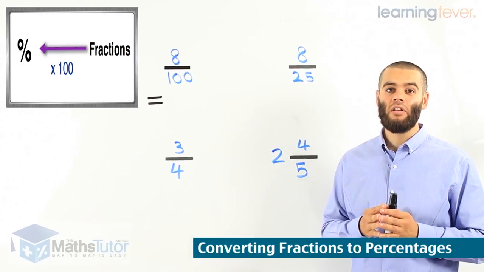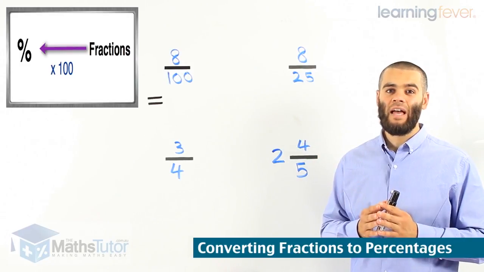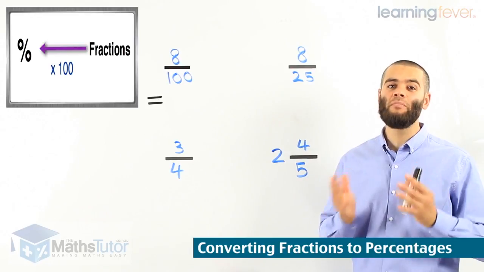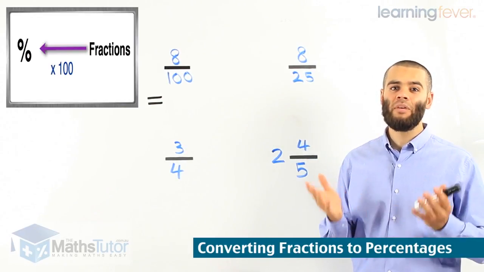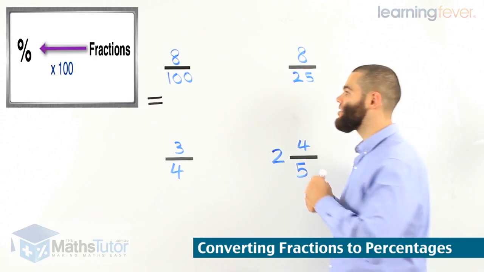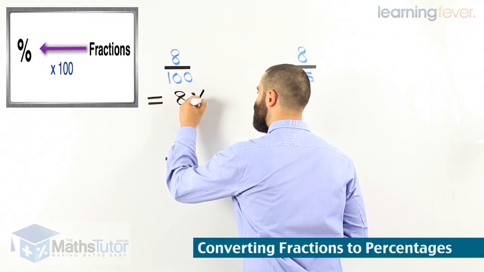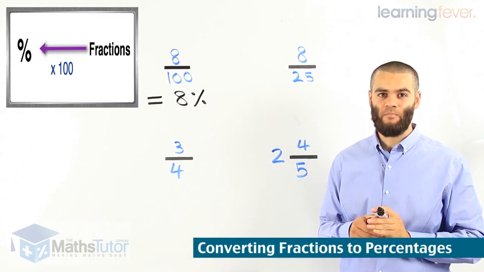8 over 100 is exactly the same as 8%. 8 over 100 is 8%, because we know percent means over 100. The denominator is 100, so we simply know this means 8 over 100, which is 8%. So no need to multiply and make it hard. We always like to make things easy. So 8 over 100 is simply 8%.